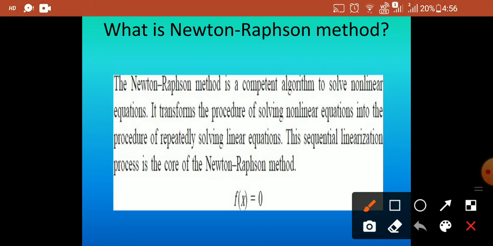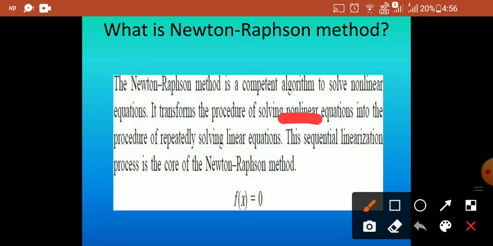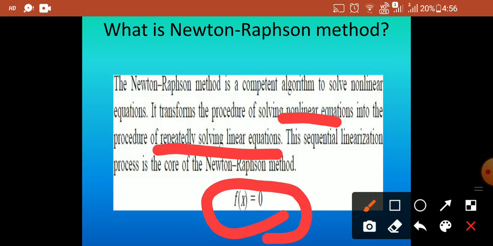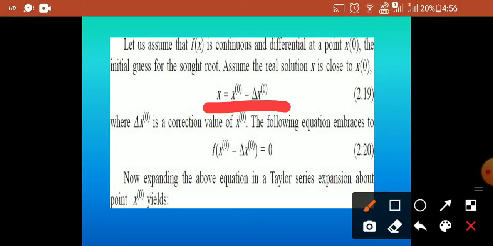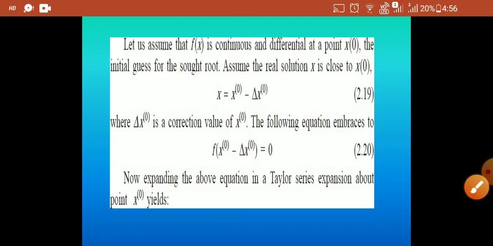What is the Newton-Raphson method? It is a competent algorithm to solve any nonlinear equations. It transforms the procedure of solving a nonlinear equation into repeatedly solving linear equations. Here the linearization of the function f(x) should be equal to 0. Here we assume that x is close to x0. So x should be equal to x0 minus del x0, and the function f(x0 minus del x0) should be equal to 0.